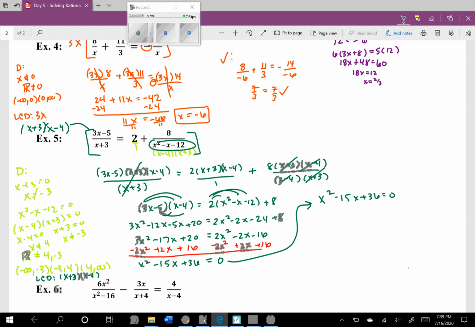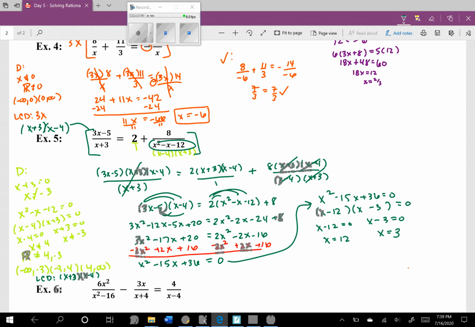Now, in order to solve this, we can use a quadratic formula, or if we can factor, factoring is easier. So factors of 36 that add up to 15 would be 12 times 3. So x minus 12 times x minus 3. So x minus 12 equals 0. X minus 3 equals 0. So we get x equals 12 and x equals 3.